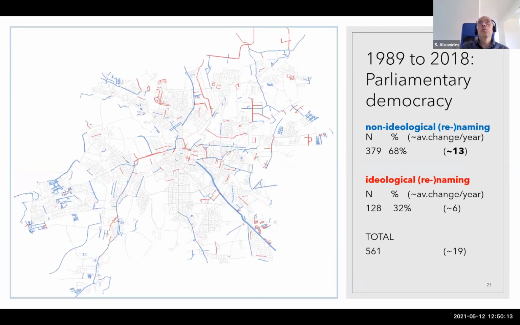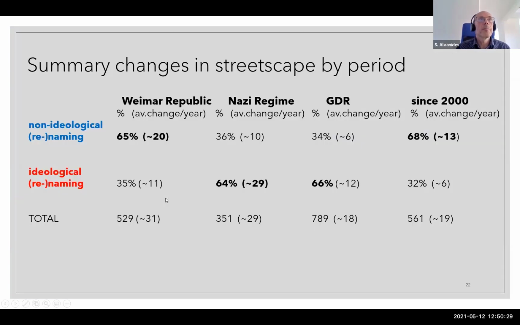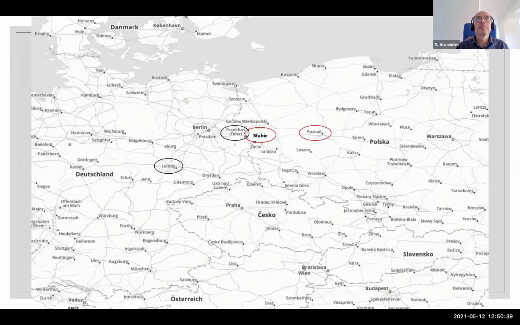And moving on to the parliamentary democracy, we can see how this de-idealization of the city to a certain extent is reflected on the map, as well as the changes of the big arteries into less ideological names. This is a kind of summary about what happened in the streets by different periods, but this is basically summarizing what we saw on the maps.